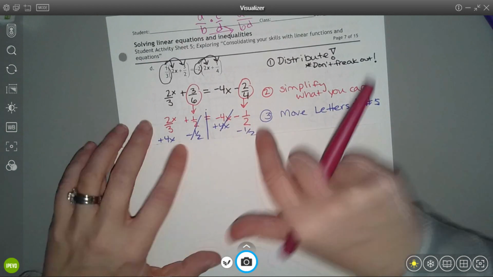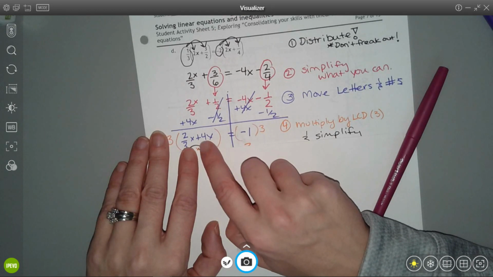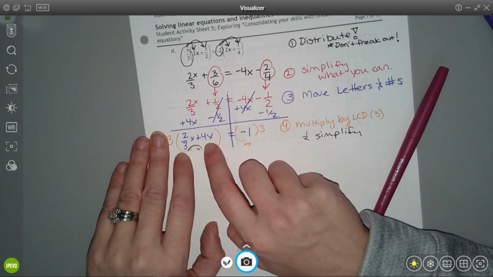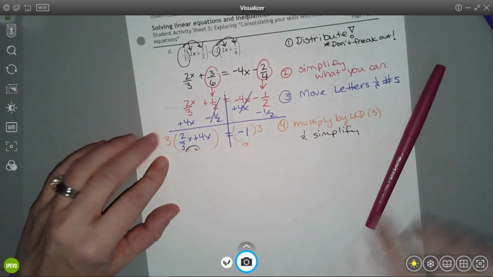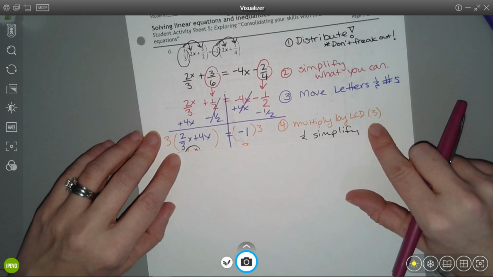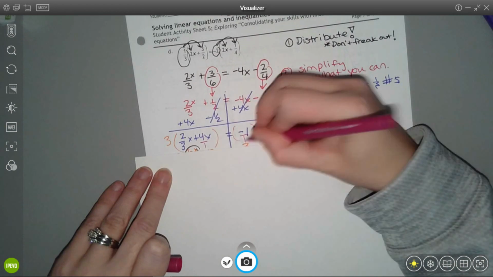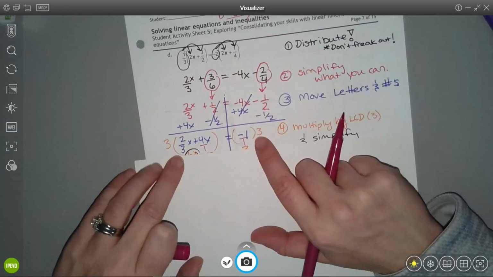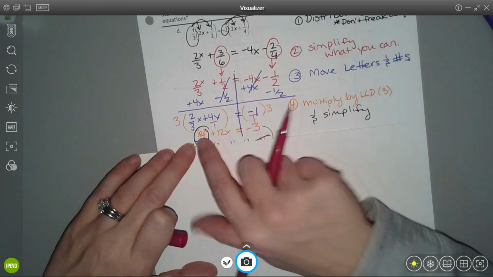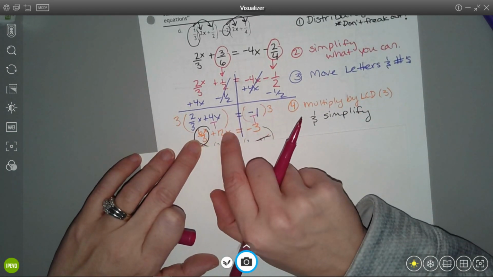When I do that, ignore the orange for right now, I get 2 over 3x plus 4x. And those are like terms, but they don't have common denominators. We can't put them together yet. And then negative 1/2 minus 1/2 is negative 1. Now I'm going to multiply that by the least common denominator. Well, I have 1s and I have 3s. So my least common denominator is going to be a 3. When I do that, I get 6 over 3x plus 12. And then 3 times negative 1 is negative 3.